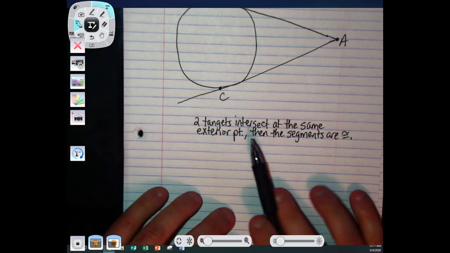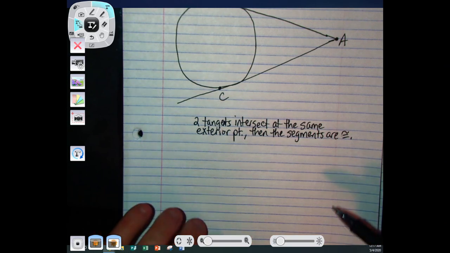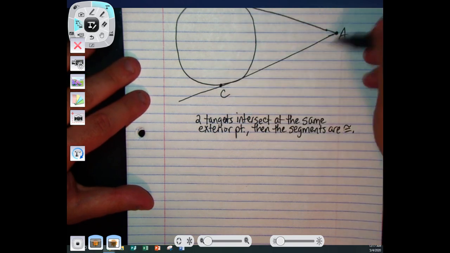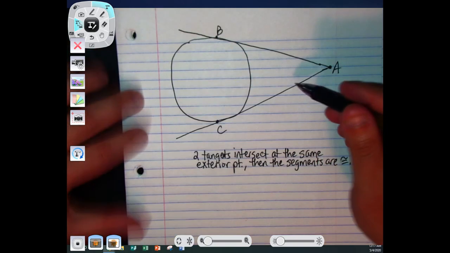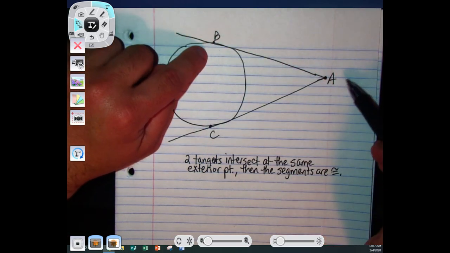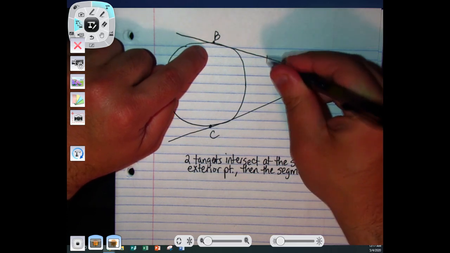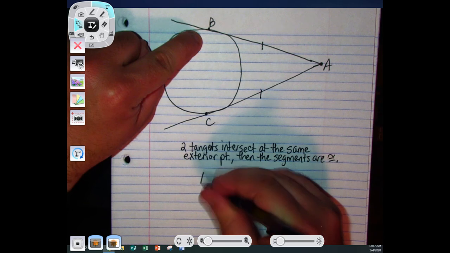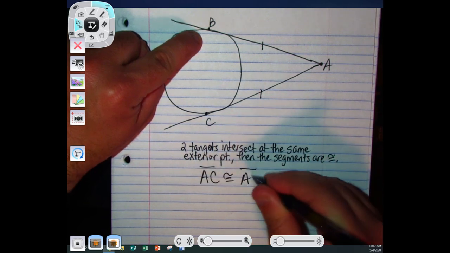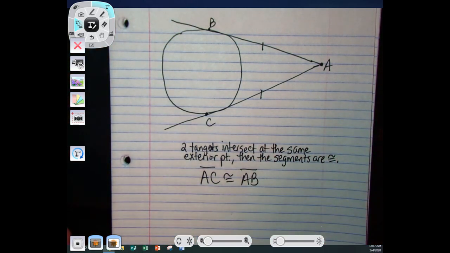So again, if two tangents intersect at the same exterior point, then the segments are congruent. So I've got two tangents, they intersect at the same exterior point, so therefore we can say that AB and AC are congruent. So AC and AB are congruent.